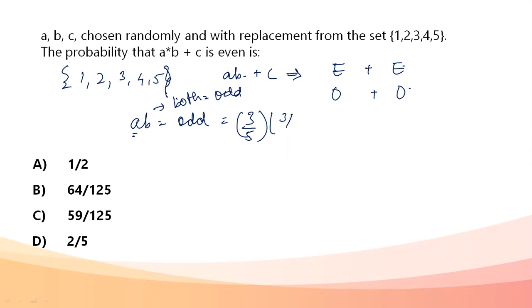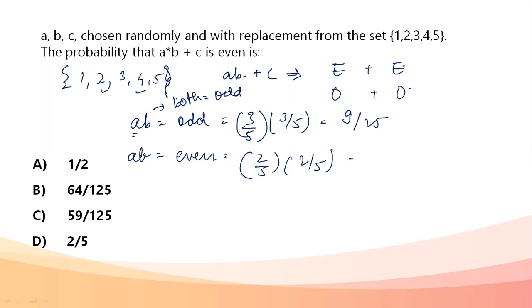This becomes 3 by 5 into 3 by 5. Answer is 9 by 25. Okay, now A into B comes out to be even. A into B coming out to be even becomes A is also even, B is also even. That is 2 by 5 into 2 by 5 becomes 4 by 25. Okay, now this is 4 by 25.